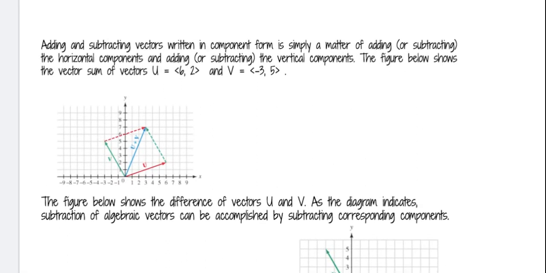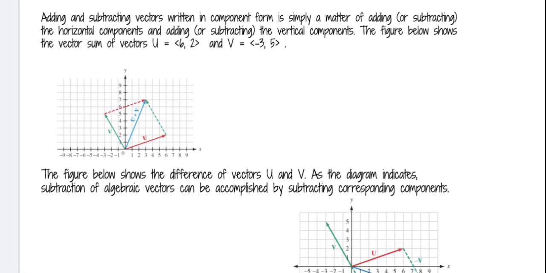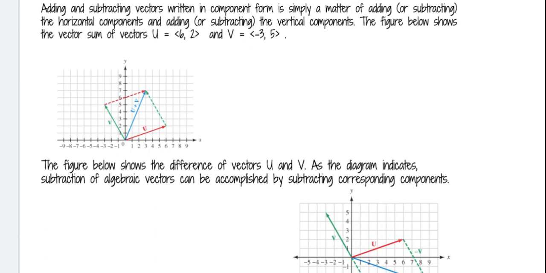The figure below shows the vector sum of vectors u and v. So vector u has the component form 6, 2. So horizontal component 6, vertical component 2. That determines the direction and the magnitude of vector u. And then vector v is -3, 5. So again, that determines the magnitude and the direction of v.